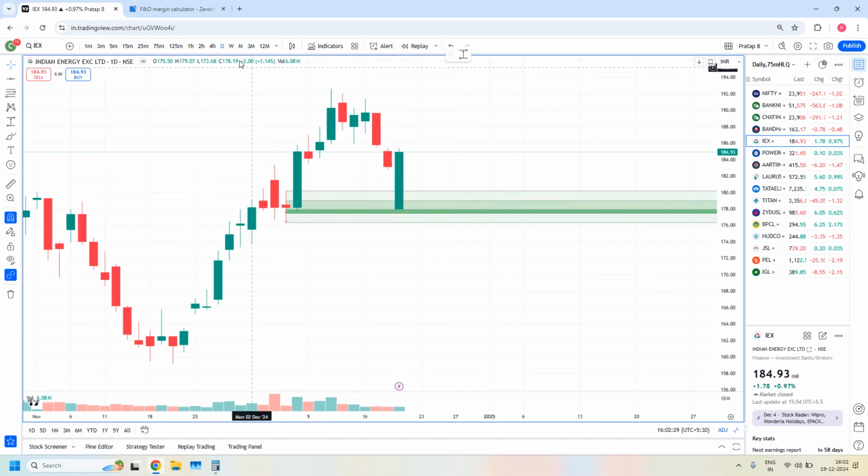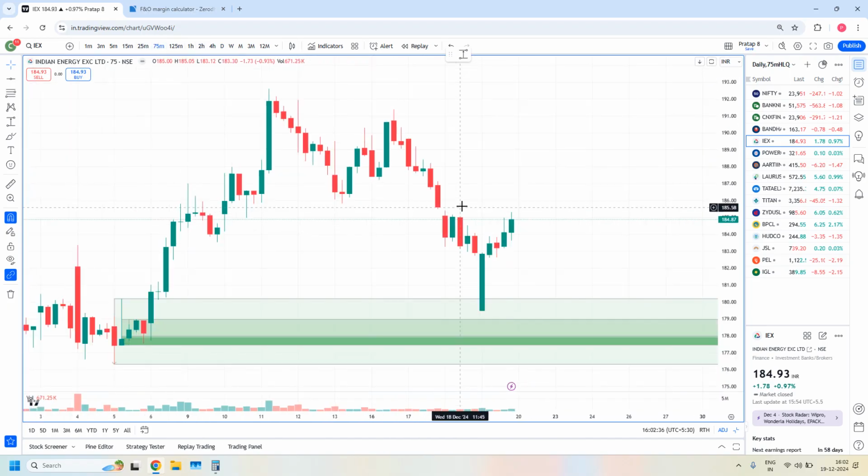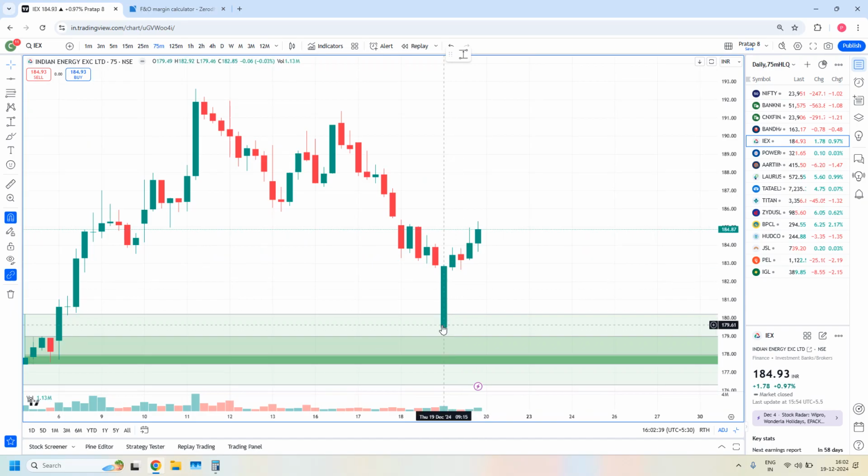Okay, now you go to the 75 minutes time frame or 125 minutes time frame, then you really understand where the market opened. See here, the morning 9:15 open is this one. Earlier, the market showed it opened here in the daily candle, because daily candles on TradingView include the pre-market open. But when the real market starts at 9:15, that open shows in the candle. See the gap, huge gap.